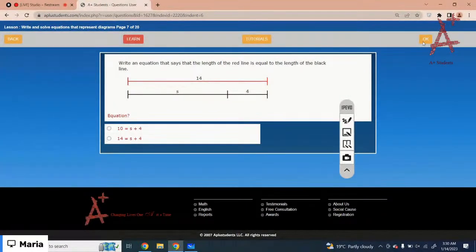Okay, write an equation that says the length of the red line is equal to the length of the black line. So which option is the correct one? The correct option is option number 2, because the length of the red line is 14 and the length of the black line is s plus 4. So it is 14 equals s plus 4. Got it? Just select the correct option and click on the OK button.